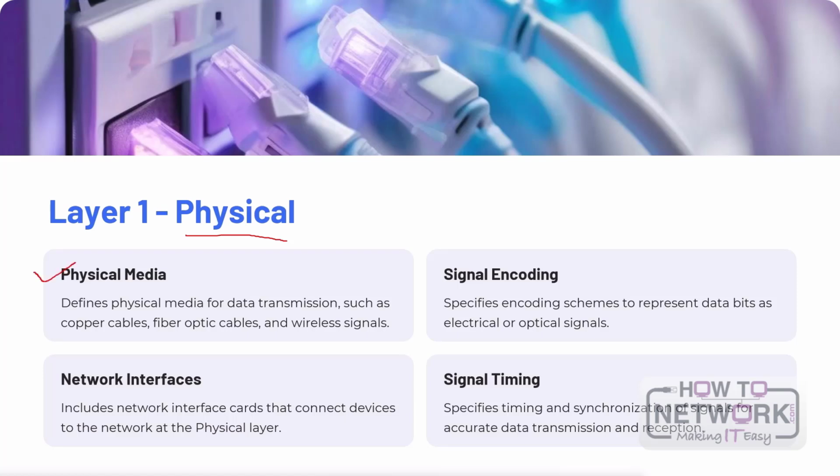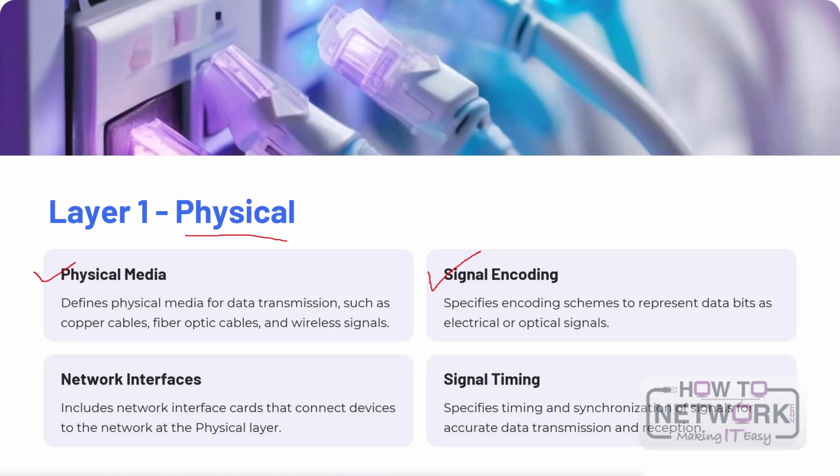Now, the physical layer defines the physical media used for data transmission, such as copper cable, like coaxial and twisted pair, fiber optic cables, and wireless signals. And each medium has different characteristics in terms of bandwidth, distance, interference susceptibility, and cost.